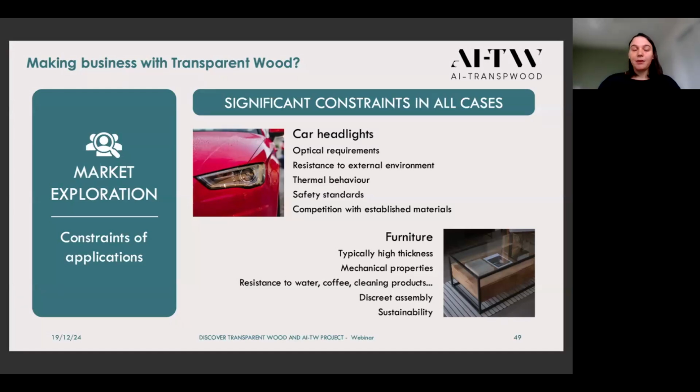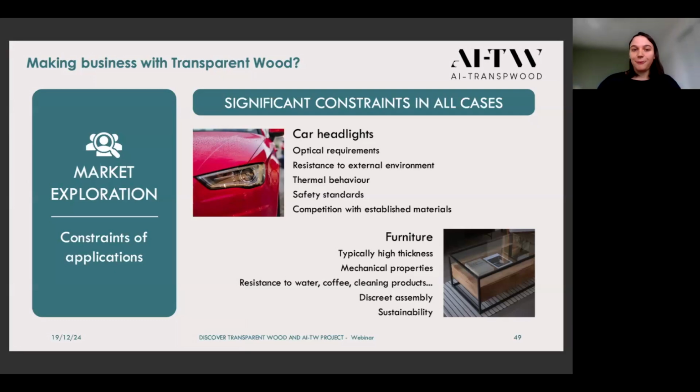If we look at furniture, plates are usually used with a relatively high thickness of around 20 millimeters. Furniture also needs to have strong mechanical properties and to withstand stress, especially in places like hotels, in which clients might be, let's say, careless. Even though interior conditions are less harsh than in the external environment, there are some elements to consider. For example, resistance to water or coffee to avoid the creation of stains, and resistance to cleaning with chemical products. We also need to consider how transparent wood can be assembled smoothly with the rest of the product.